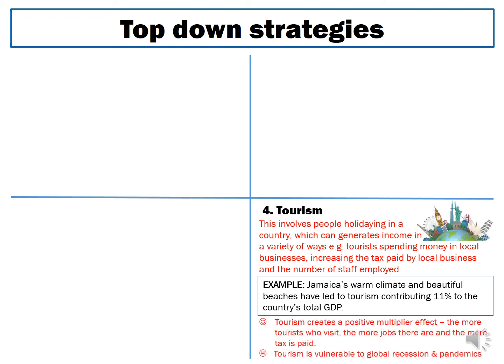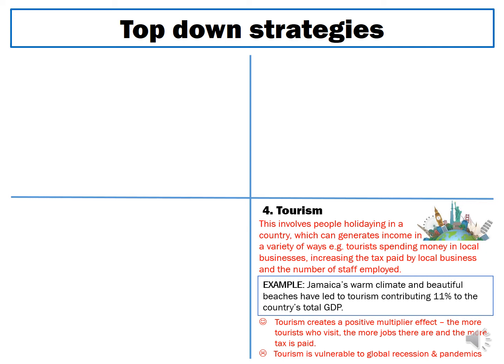An advantage of tourism is that it creates this positive multiplier effect. So as I've already alluded to, the more tourists who visit, the more money that will be spent in the local economy. That means the more jobs there will be and the more tax that will be paid. And obviously that tax can then be used to develop things like education, infrastructure and healthcare, things that will develop the country.